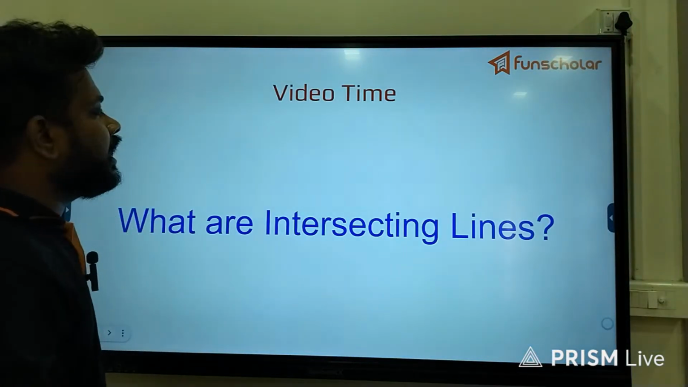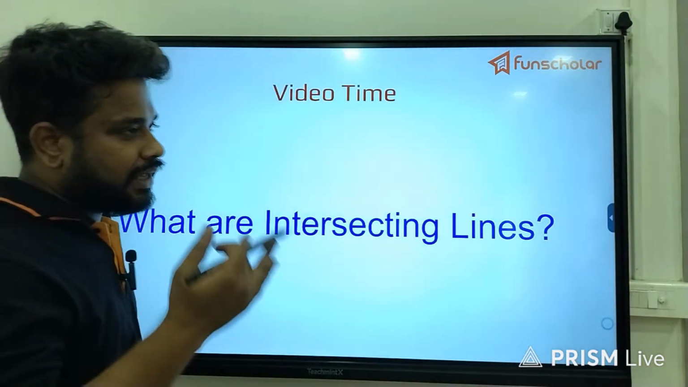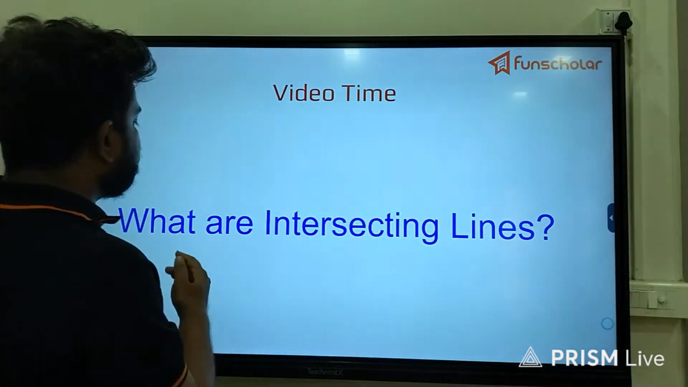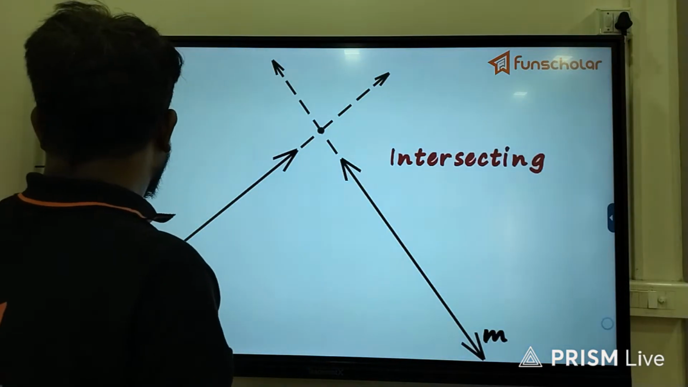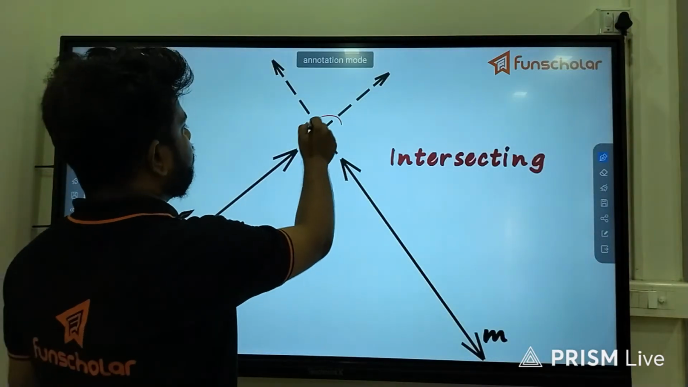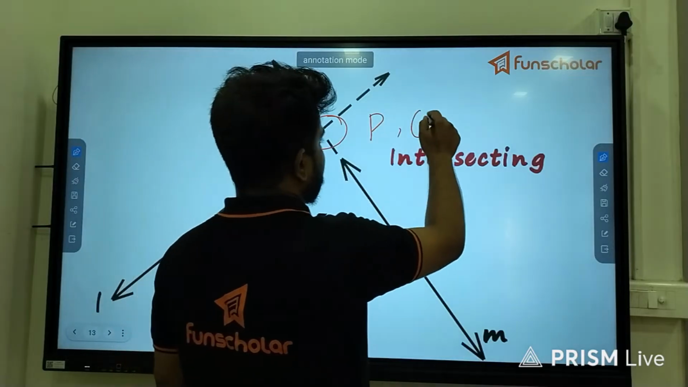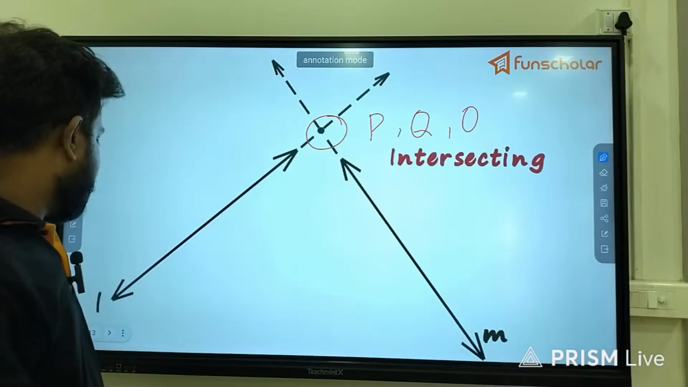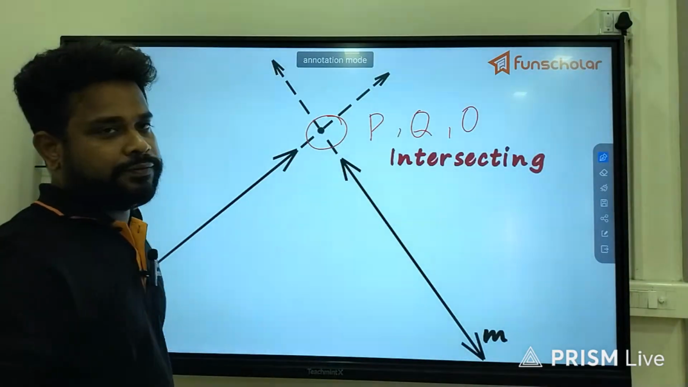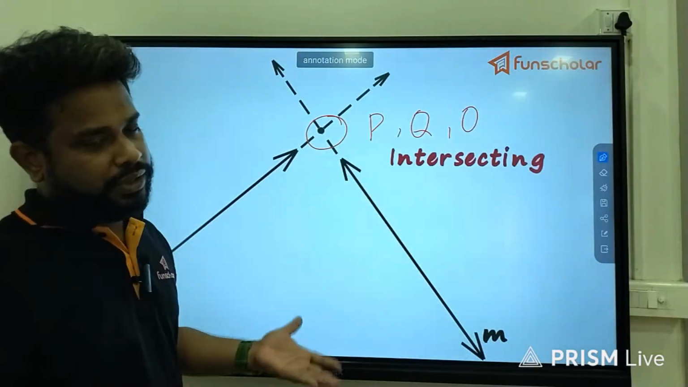Okay, so what are intersecting lines? We have already discussed a little about it: these types of lines are called intersecting lines, and this is called the intersecting point. Generally people give names like P, Q, O. L and M are two different lines which are intersecting at point P, Q or O.